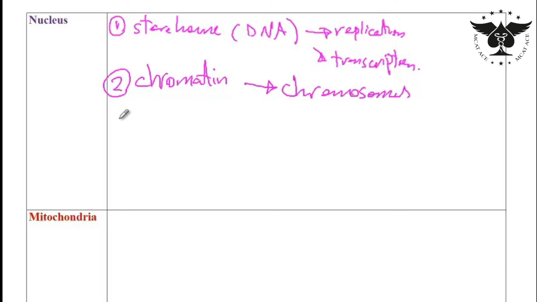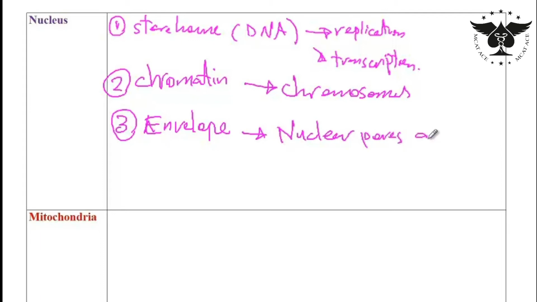The other function of the nucleus is that it has a nuclear envelope that has pores inside it. So it's basically perforated, and as we just showed, it's called nuclear pores, and the function of these nuclear pores is to allow movement of large molecules, like for instance mRNA or the ribosomal subunits.